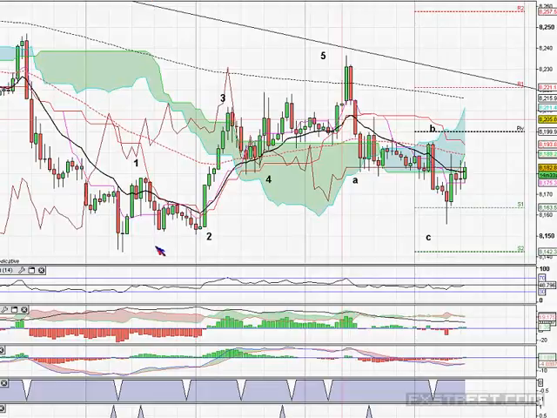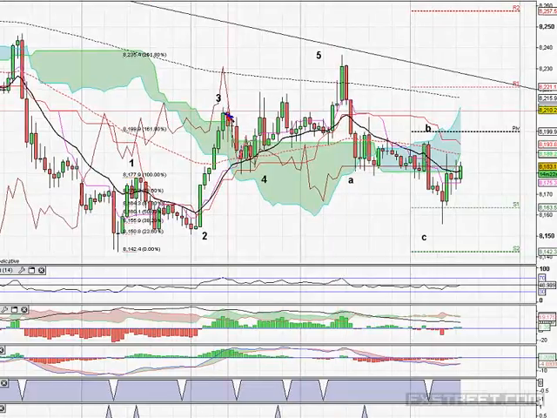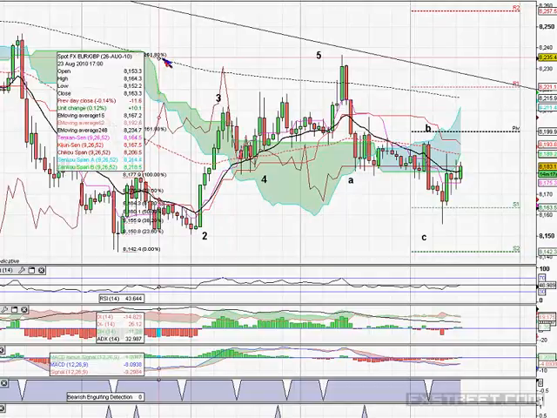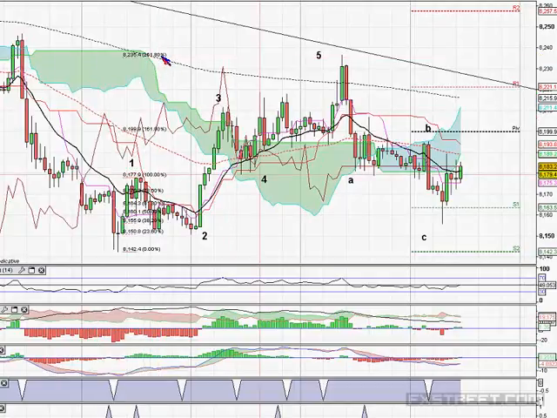If you put a fib on here, okay, a bit messy, the 261.8% was 82.35. So I've got a decent 5 up. I don't breach the top of wave 1, so as far as Elliott wave is concerned, the bias is to the upside.